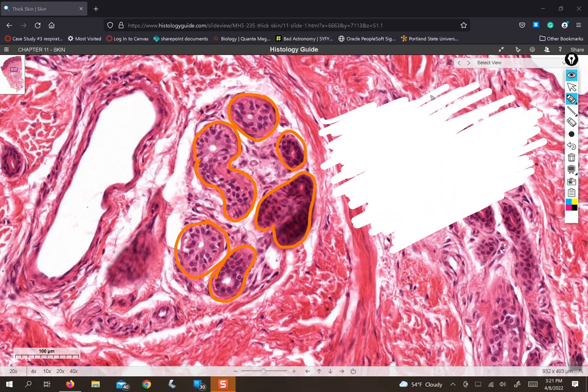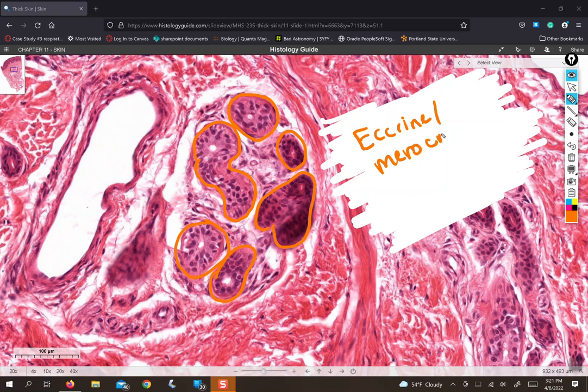These are eccrine/merocrine sweat glands. Oops, I want that to be a little bit smaller. So eccrine/merocrine sweat glands produce true sweat, which is the sweat that's for cooling you.